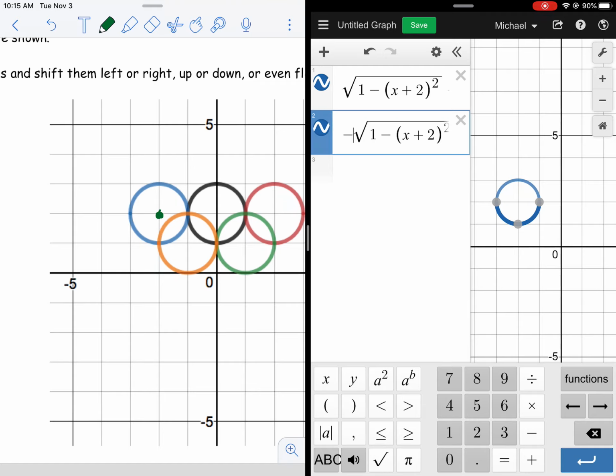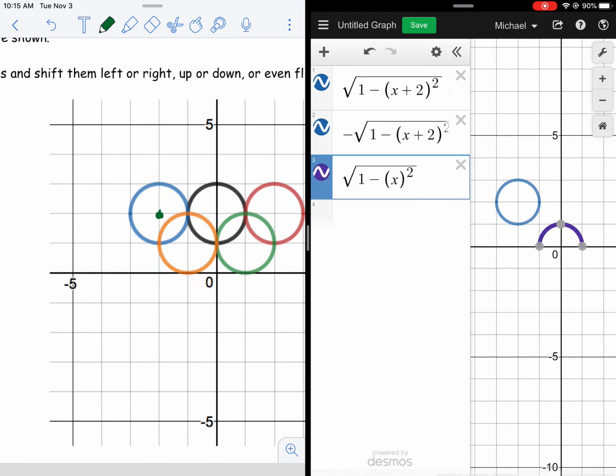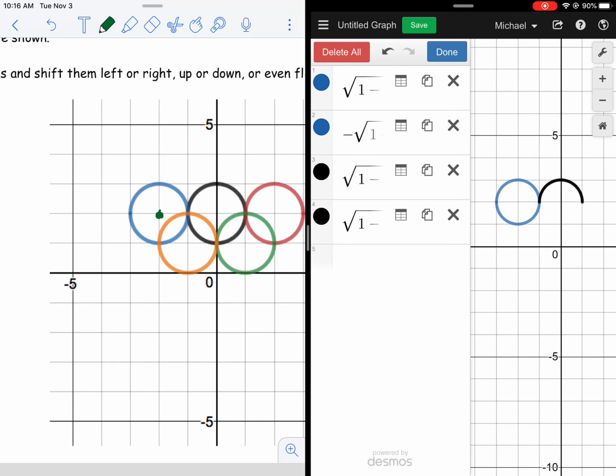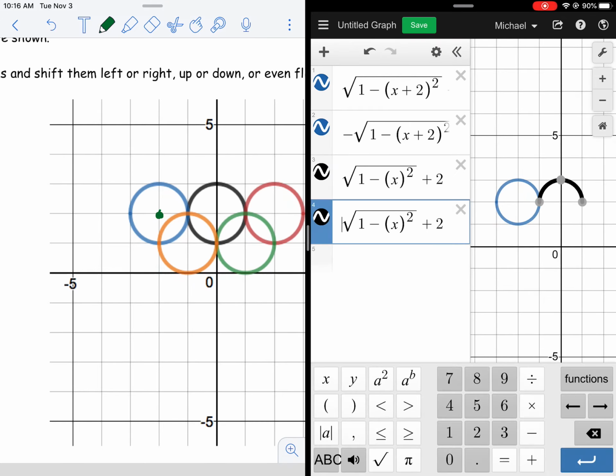Okay, now I need to do the same thing for the black circle, the red circle, the yellow circle, and so on. To change the color, I push and hold on the purple thing, and then switch it to black. And I just want it to go up 2, plus 2. There it is. To get the other one, I duplicate it, click out front, make it negative.